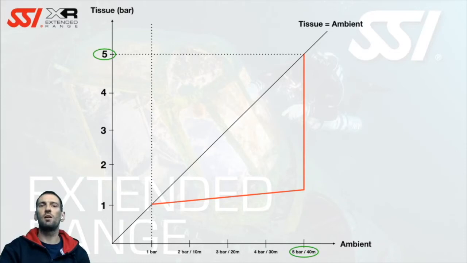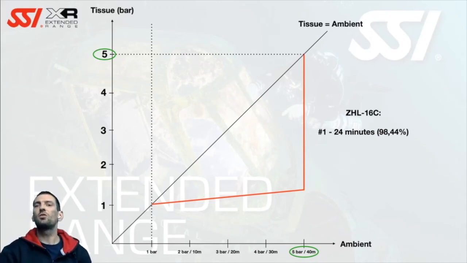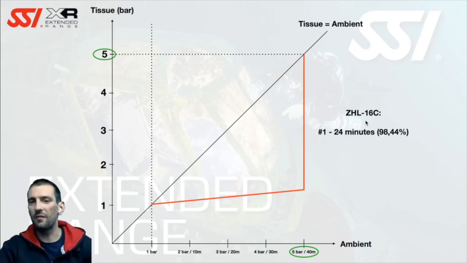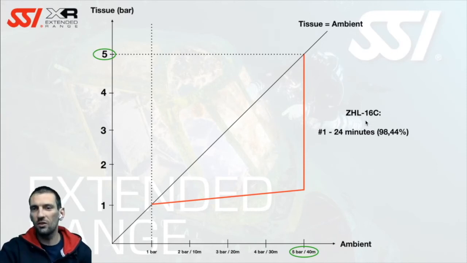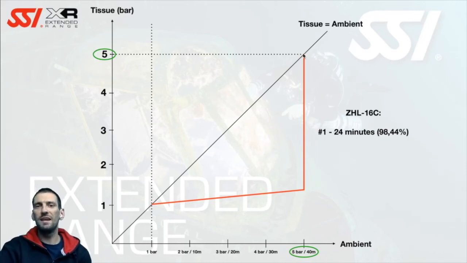Simply because we are lowering the ambient pressure. And actually, just before we start our ascent, if we are talking about the Bühlmann algorithm, I will get to that later on, I will just tell you now as a fun fact that the first tissue of Bühlmann will get that fully saturated stage after 24 minutes.